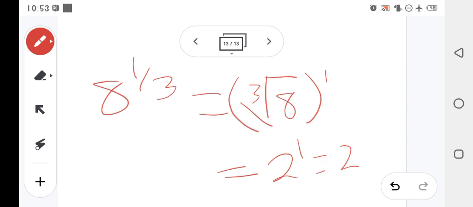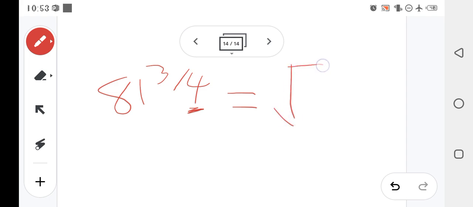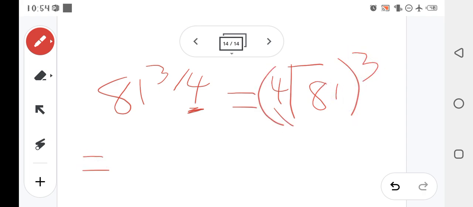Okay, let's take another example. 81 raised to the power of 3 over 4. So in this case, it means fourth root. Remember, you're considering this fraction. So it is the fourth root of 81 raised to the power of 3. And the fourth root of 81 is 3. Fourth root simply means that what you multiply by itself 4 times to give you 81, and the answer is what? 3. So it becomes 3 raised to the power of 3, which is 27.